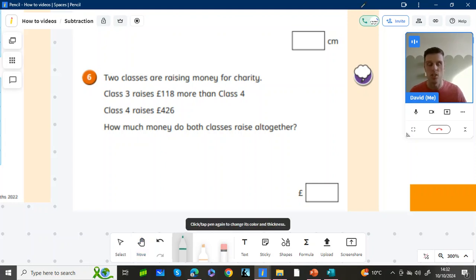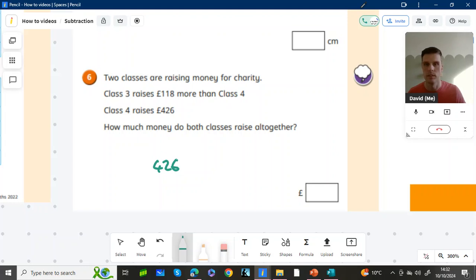Okay, so let's go through what we know. So we know that Class 4 has raised £426. Class 3 has raised £118 more than Class 4. So what we're just going to add these two together. Actually, I'm going to move on because this question seems more of an addition question rather than a subtraction question. So we're going to move back onto the PowerPoint.